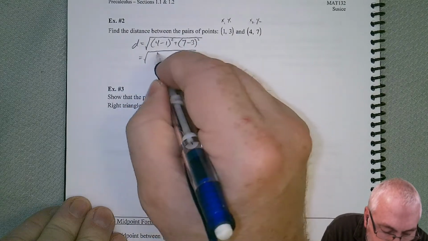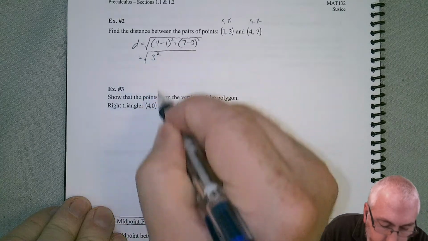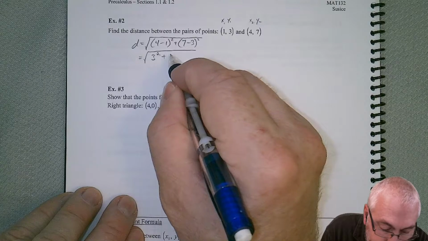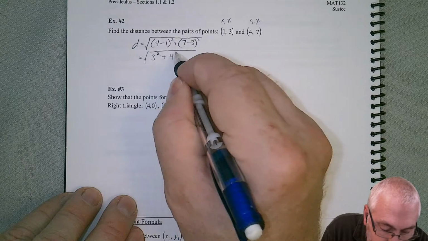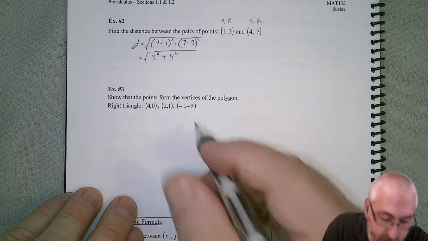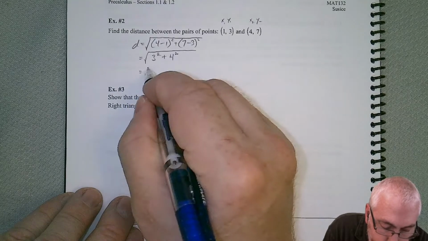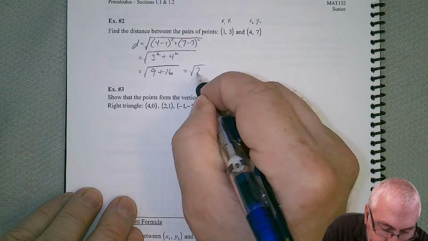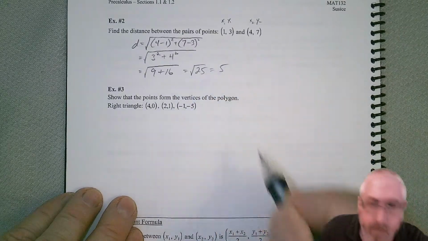So 4 minus 1 is 3. We can lose the parentheses since it's positive. And 7 minus 3 is 4. And now we can keep going. 9 plus 16, which equals the square root of 25, which equals 5.